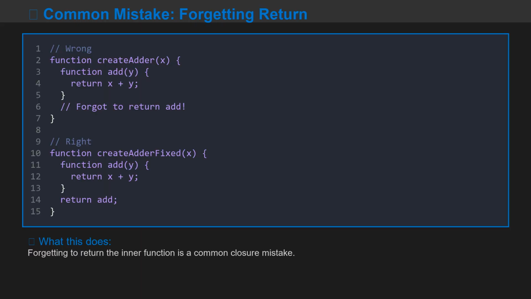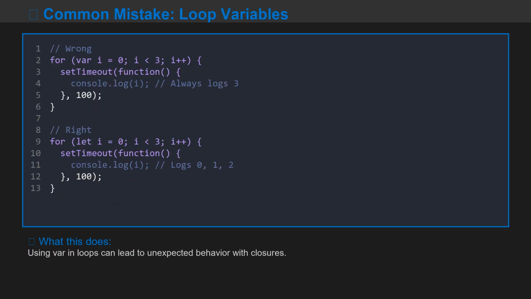Here's a common mistake to watch out for. If you forget to return the inner function from the outer function, you won't be able to create a closure. The fixed version properly returns the add function, allowing you to create closures that remember the value of x.